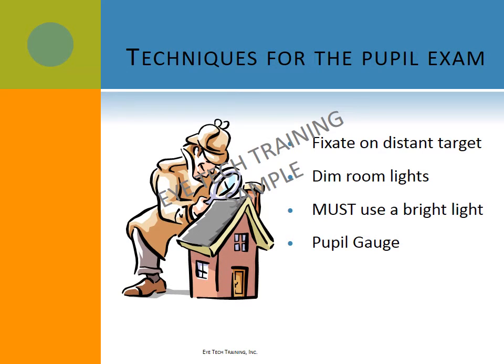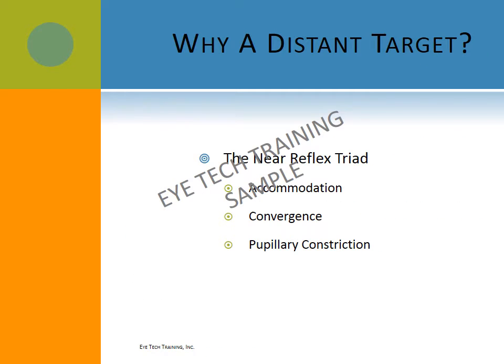Have the patient fixate on a distant, non-accommodative fixation target. Dim your room lights. You must use a bright test light, and you must have a pupil gauge. The reason we have our patient look at a distant, non-accommodative fixation target is because of something called the near reflex triad. These are three things that happen automatically when you look at something up close.